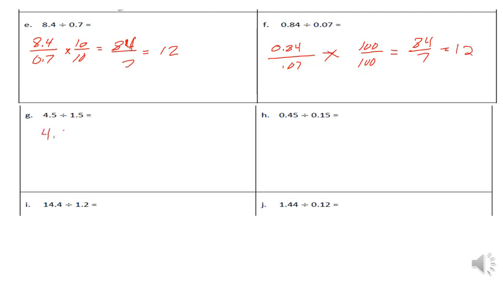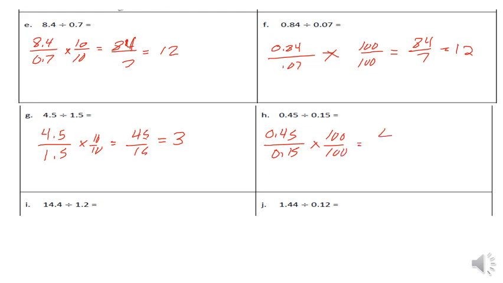Now I have 4 5/10 over 1 5/10. Multiply both by 10, and I'm going to get 45 over 15. And I know 15 times 3 would give me 45. Then 45/100 over 15/100, and we're going to multiply these by 100. We'll end up with 45 over 15 again, which is again going to equal 3.